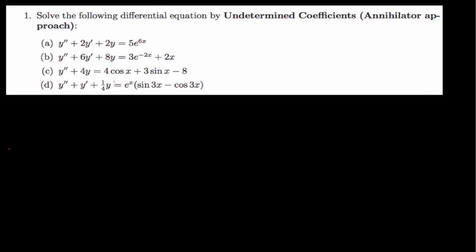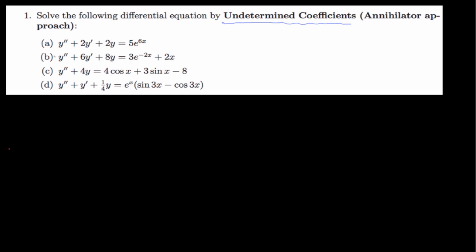Okay, so this is question number 1. You're told to solve the following differential equation using the method of undetermined coefficients. So we want to use this method here, and the approach we're going to use is the annihilator approach. So we're going to start by solving the first one.